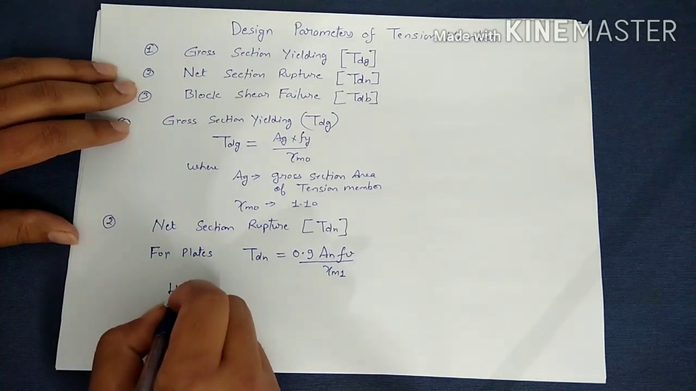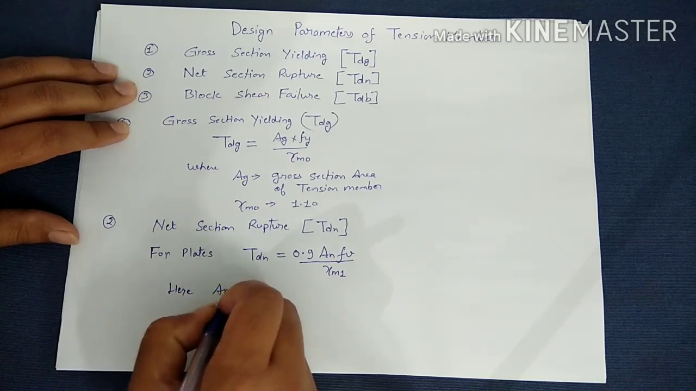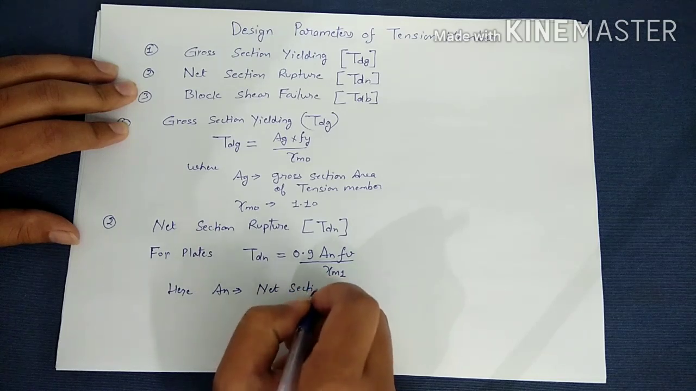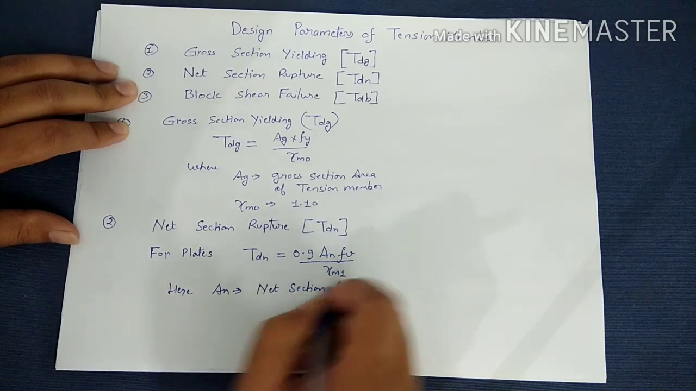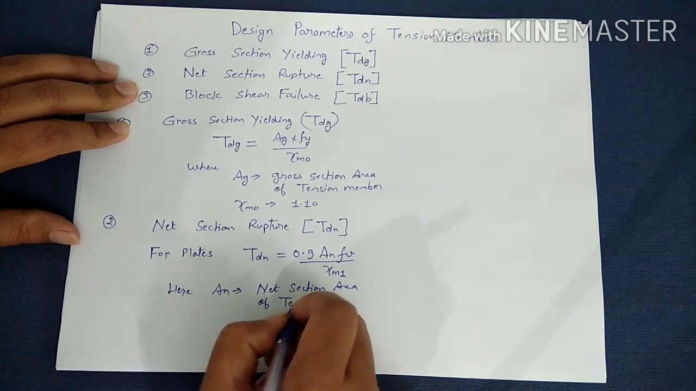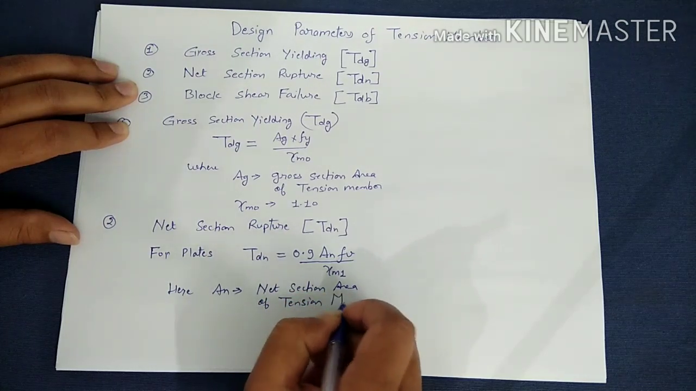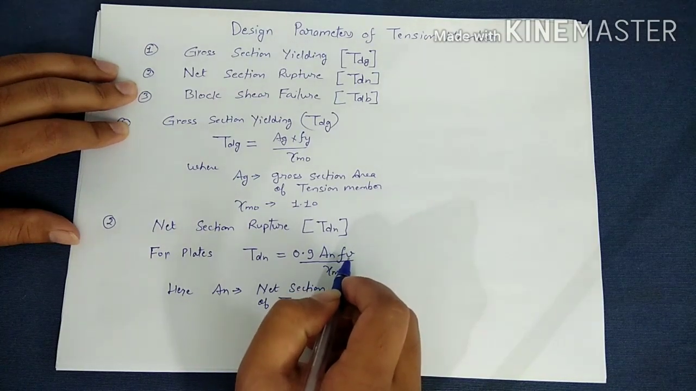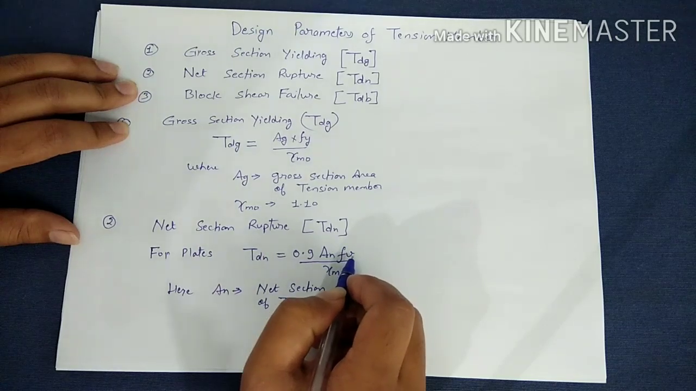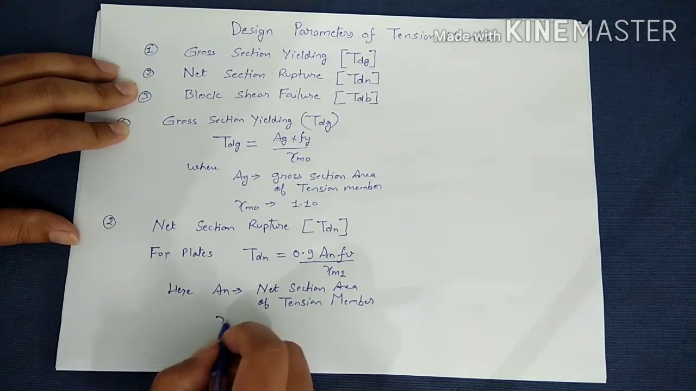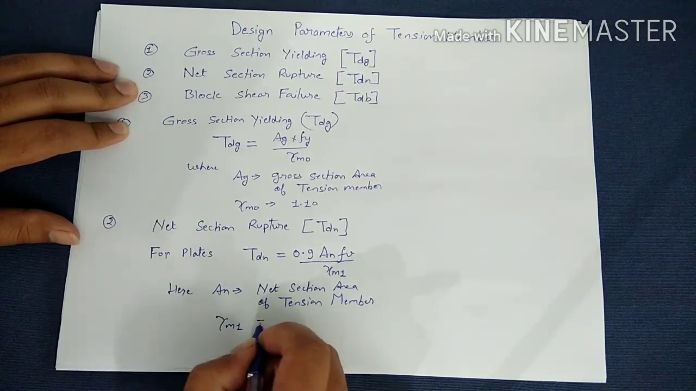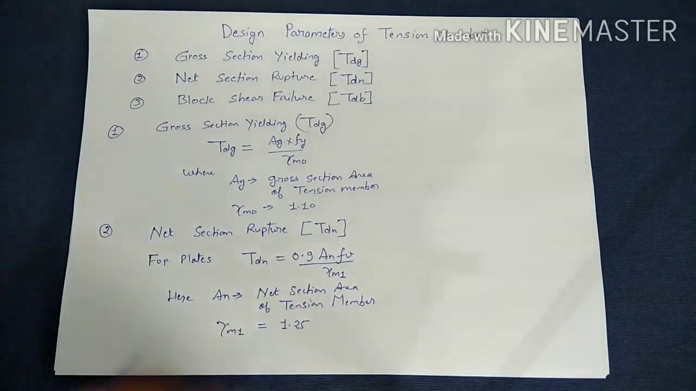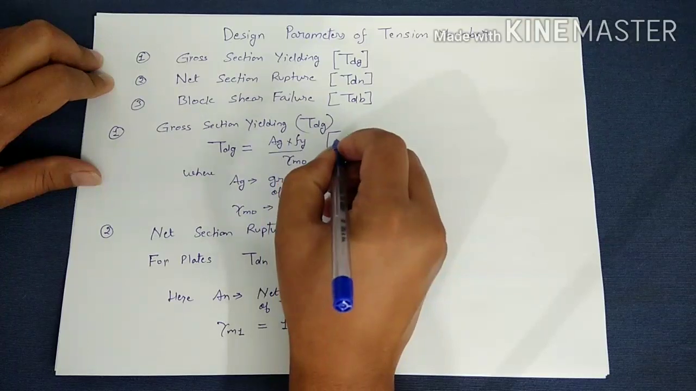Here AN is the net section area of the tension member, and Fu is your ultimate tensile strength of the plate, and gamma m1 is the partial safety factor whose value is 1.25. This is valid for both plates and angles.